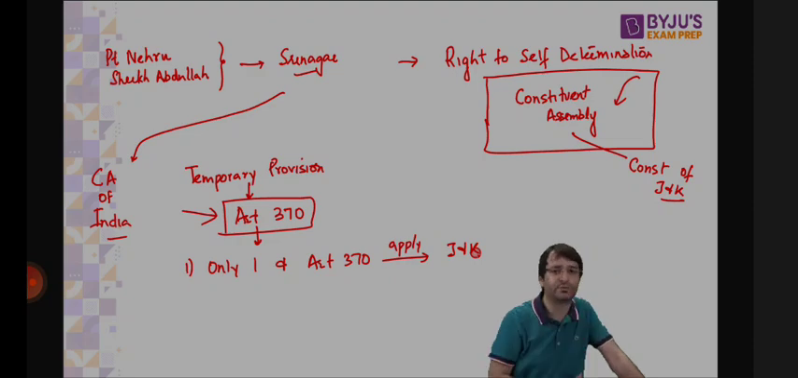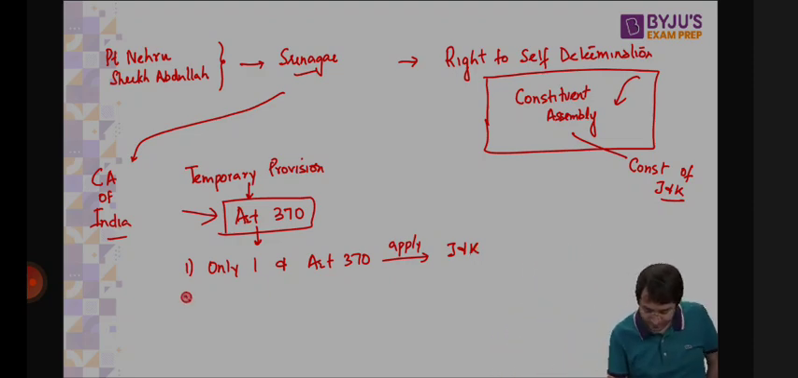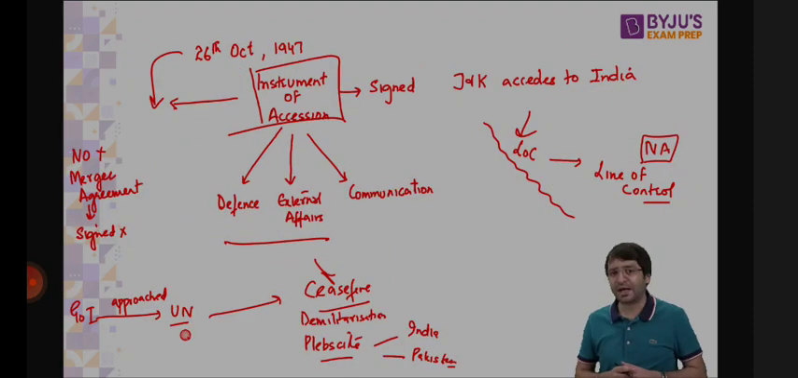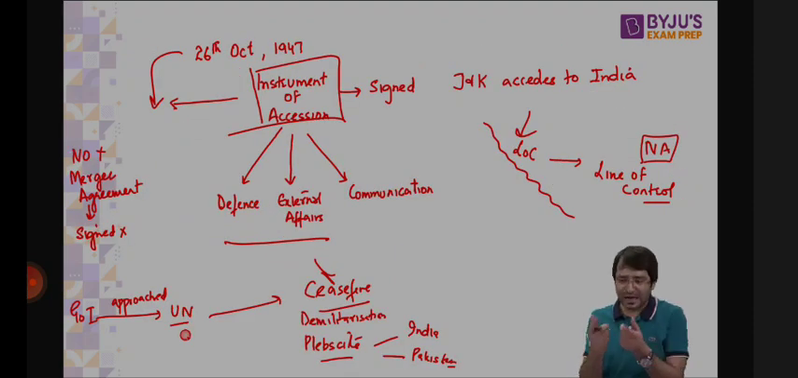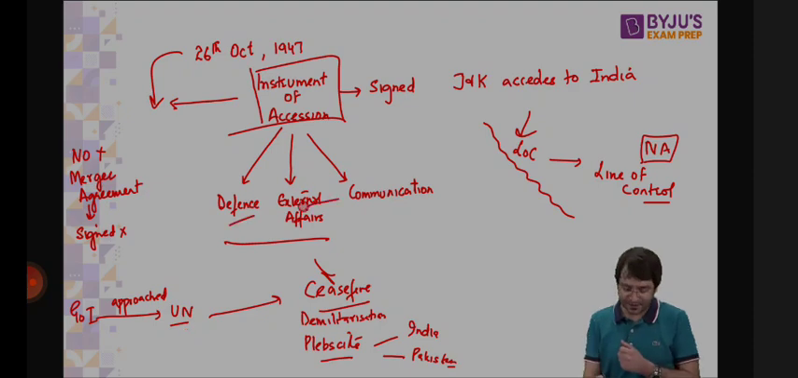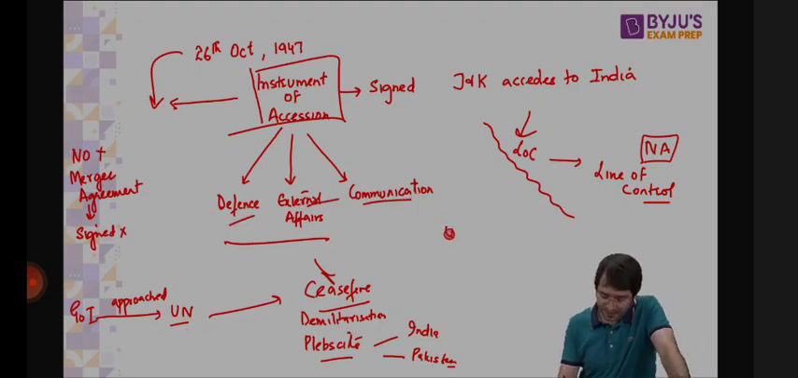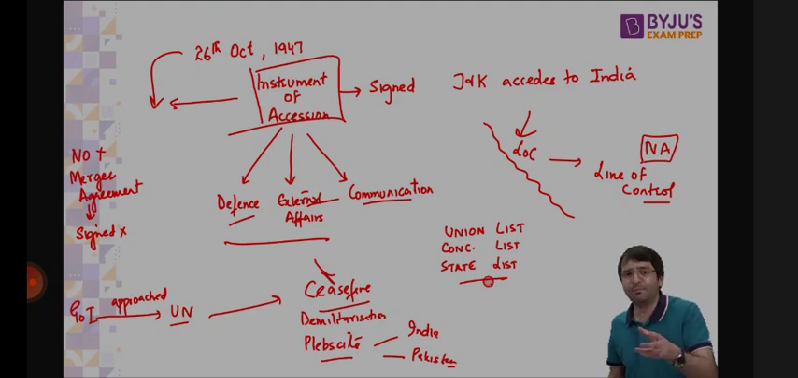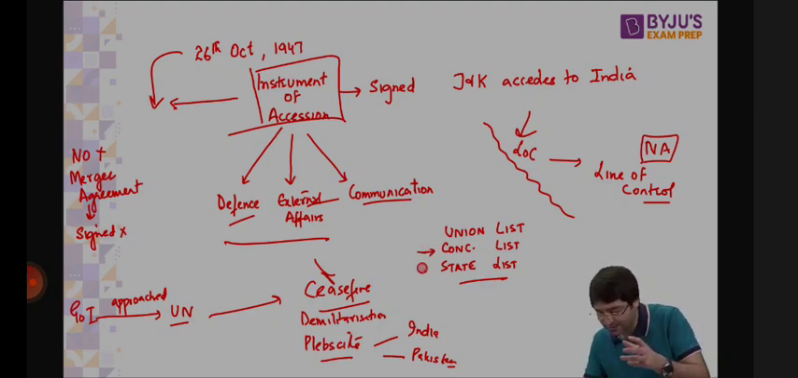Okay. 2, 3. Now listen to me carefully. The instrument of accession signed by the Maharaja with Lord Mountbatten gives 3 powers to the central government, to India: defense, external affairs, communication. We have the union list, the concurrent list, the state list. Which means for Jammu and Kashmir, the Jammu and Kashmir Assembly will have the power to make a law on the concurrent list, the state list, and every item in the union list as well, except these 3.